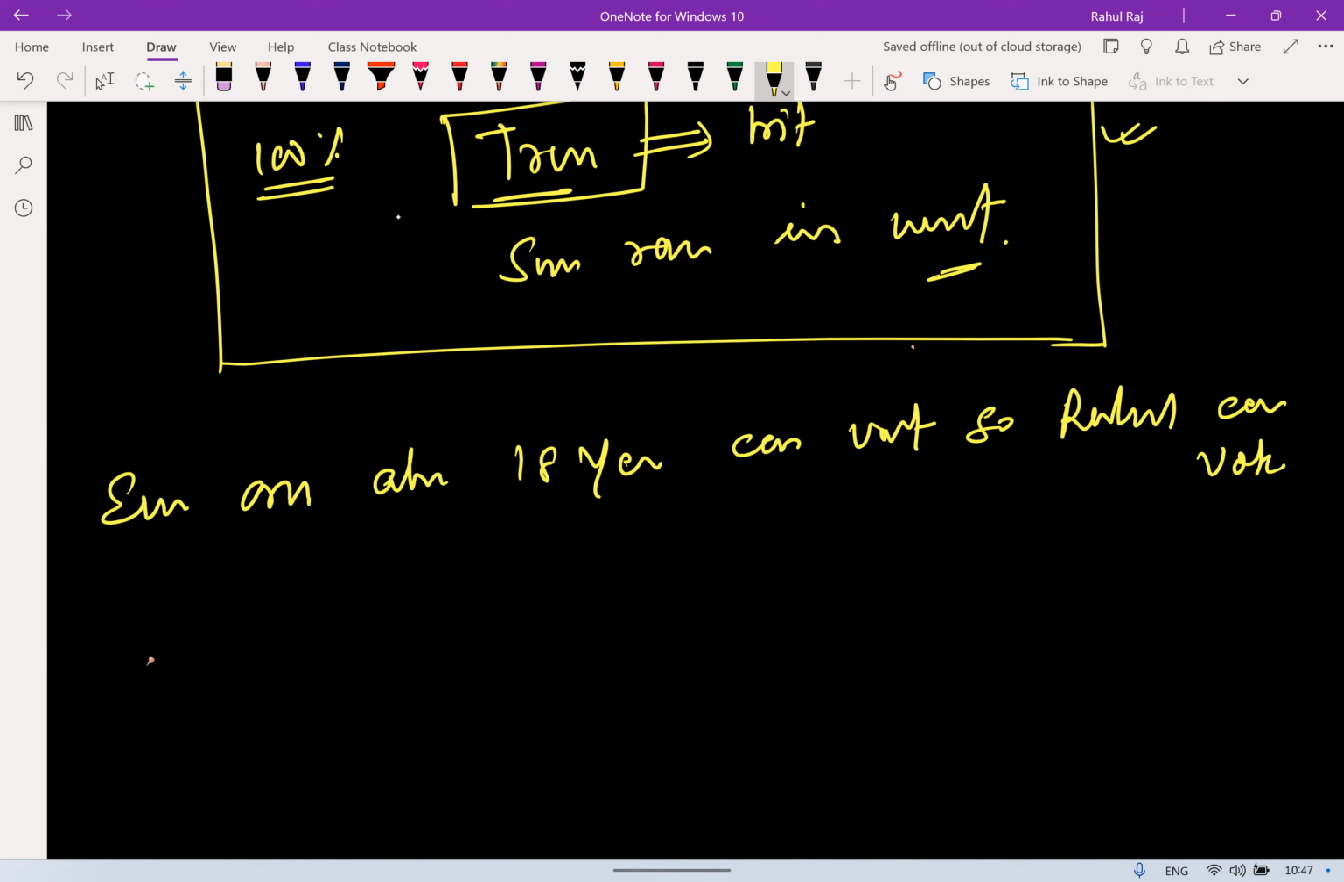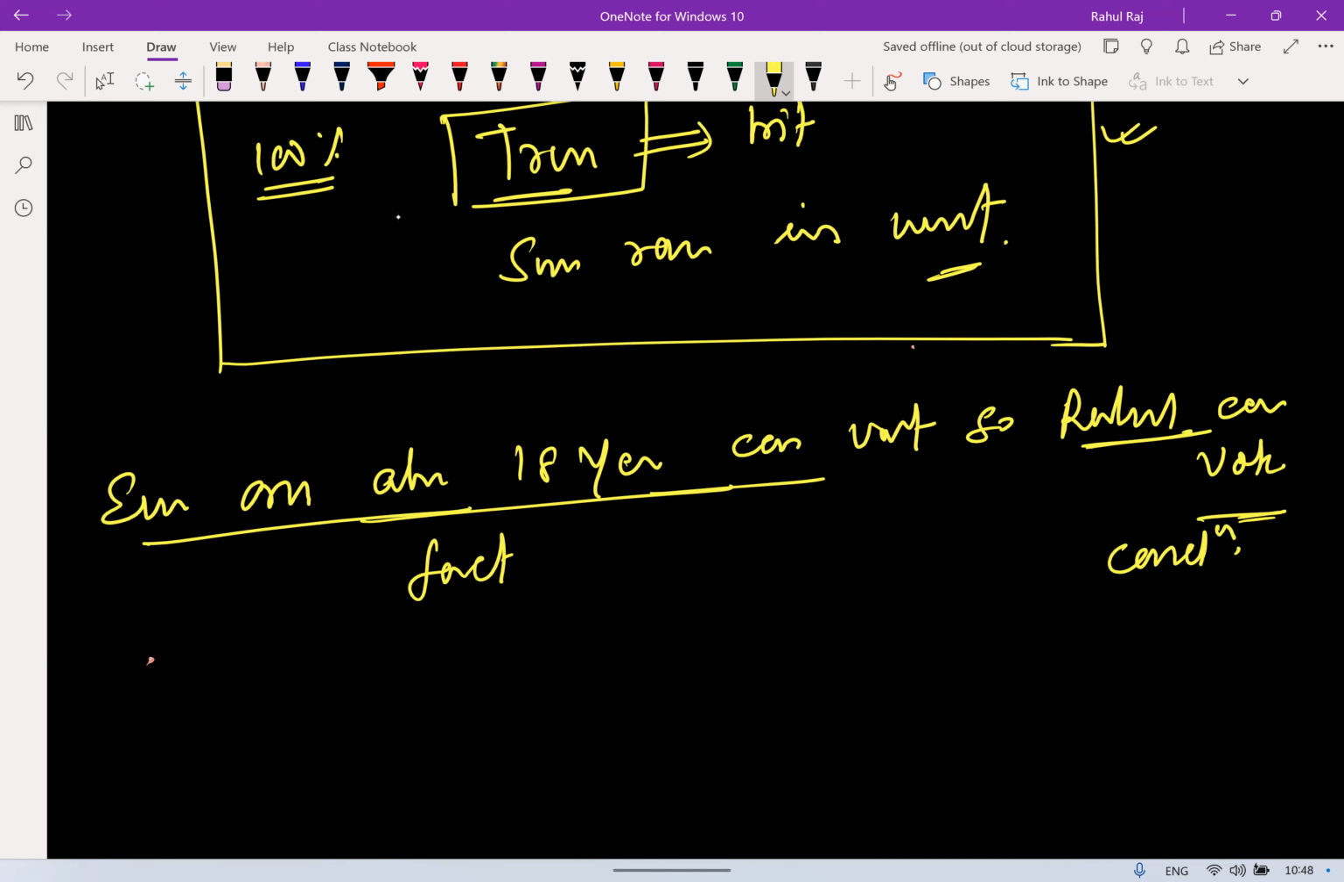So if this is an argument given to you, what does an argument consist of? It consists of facts and a conclusion. What is a fact? Everyone above 18 years can vote. So this is a fact. And what is a conclusion? So Rahul can vote. This is a conclusion. An argument 100% consists of facts and a conclusion. There is absolutely no ambiguity.